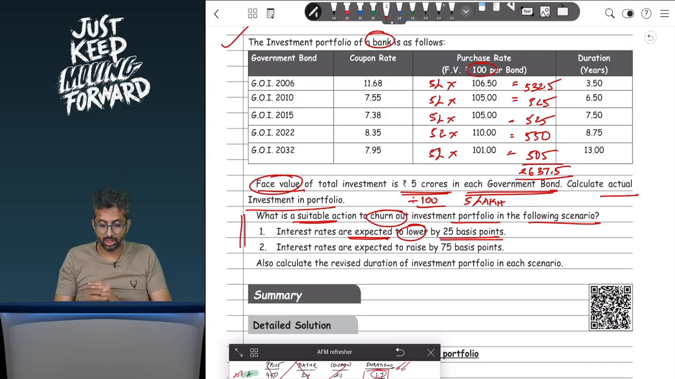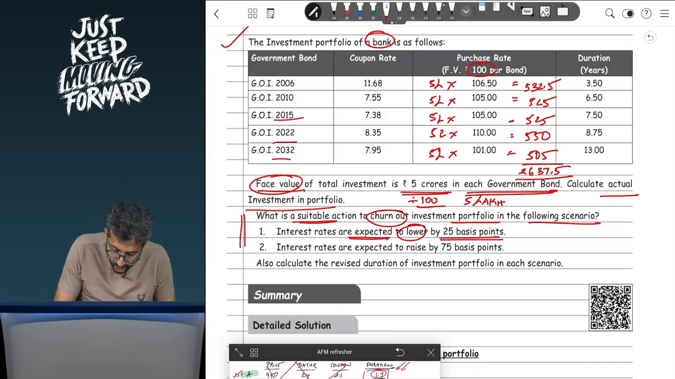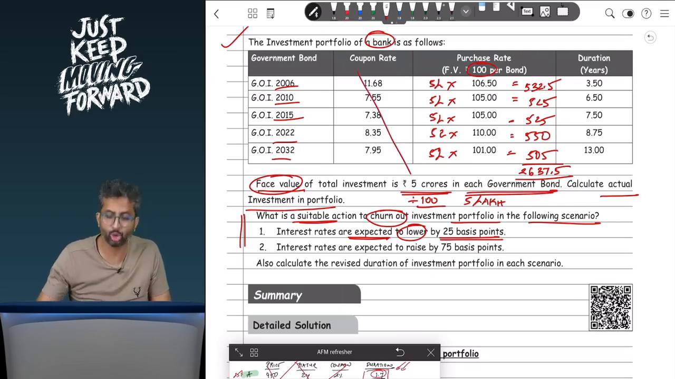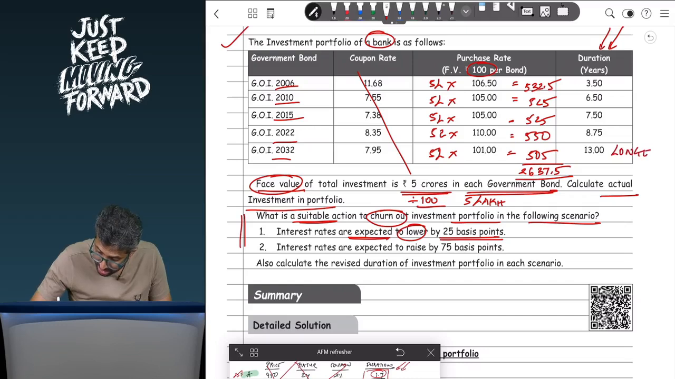Perfect. Which column are you looking at? Are you looking at this 32, 22, 15, 10 and 6 and coming to the conclusion? No, you should be looking at the duration column. All of this other data is going to throw you off track. The relevant data for taking your decision is the duration column. You will look at the bond which has the highest. So this is a bond having the longest duration, whereas this is a bond which is having the shortest duration.